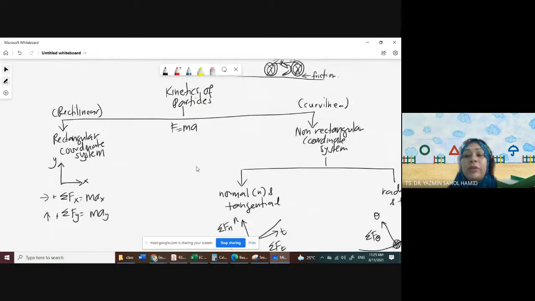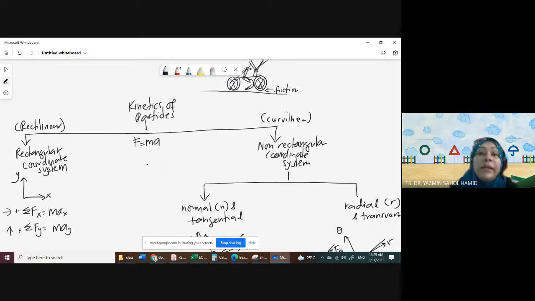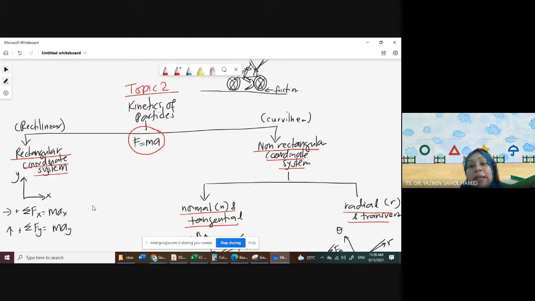Just so that you are alert, for the topic of kinetics of particles, it is almost similar to how we did kinematics, but now we're going to use Newton's second law, F equals ma, for the rectangular coordinate system today. But you need to be aware that for Newton's second law, we also have the non-rectangular coordinate system, which uses normal and tangential and radial and transverse. Because you have learned this during kinematics, you're going to find chapter 2 very easy, because you already understand the concept.